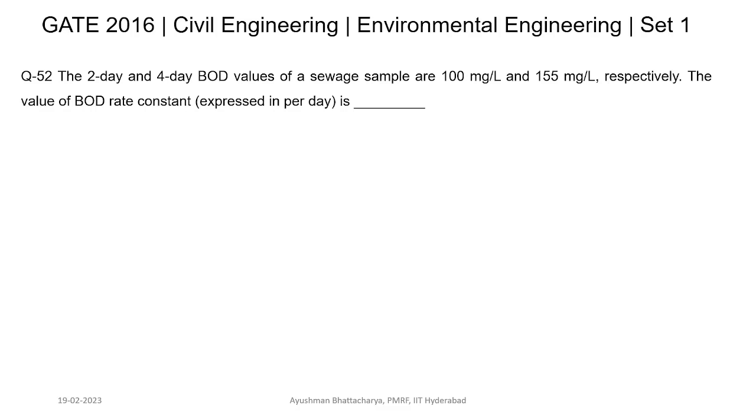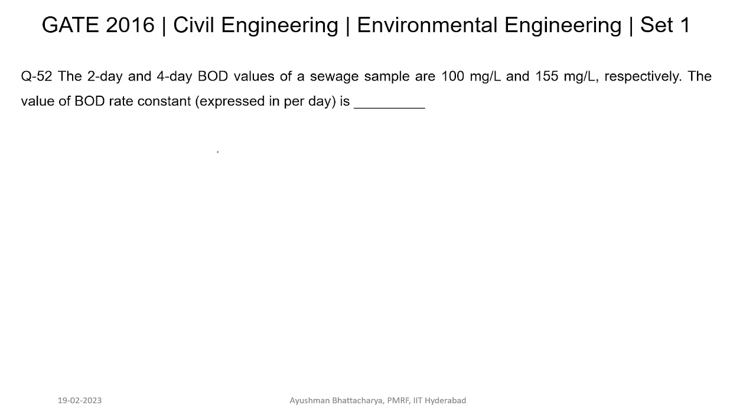So this is question number 52 which came in GATE 2016, Set 1. The question says the second and the fourth day BOD values of a sewage sample are 100 milligram per liter and 155 milligram per liter. The value of the BOD rate constant, expressed in per day, is?